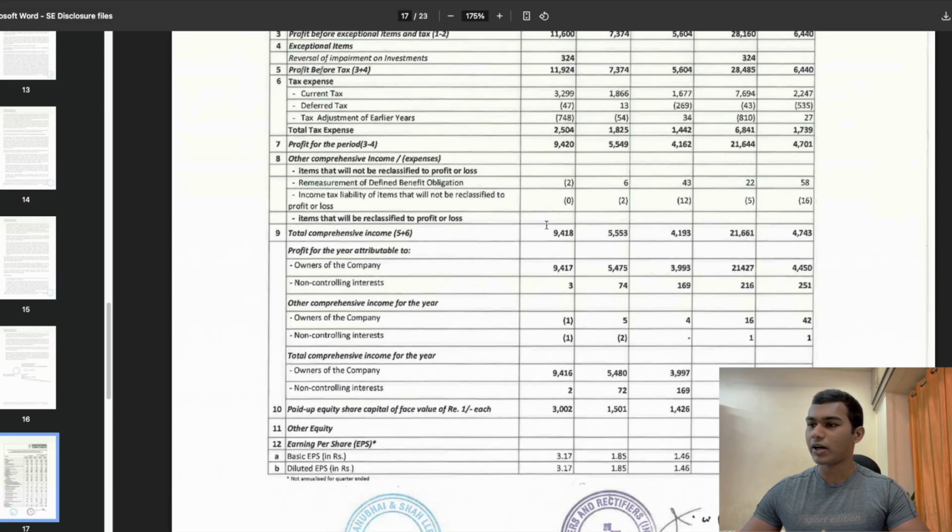So अभी if you look at it, total net profit कितना था, 9420 lakhs, which is 94 crores. And then if you look at it, कंपनी का कितना ये इक्विटी बेस is 3002 lakhs. Now if you divide this number by this number, you will get this number, simple maths.